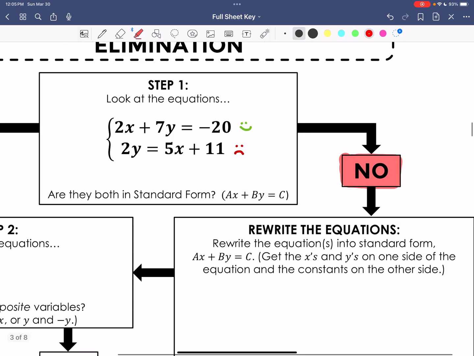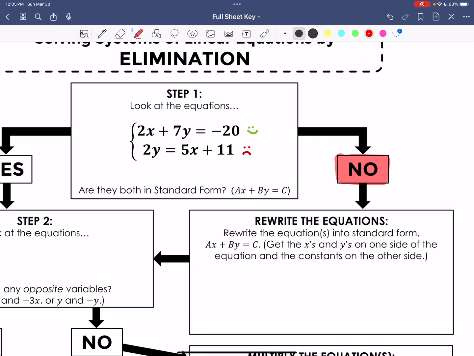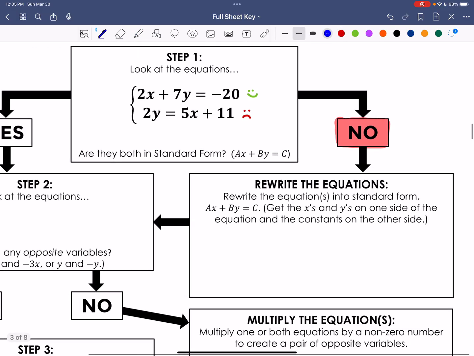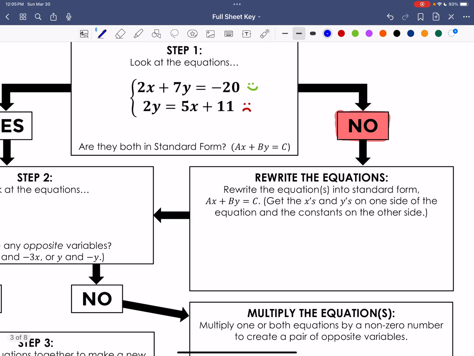And so we are going down to the scratch work side, which says rewrite the equations, or in our case, it's really only the bottom one that needs to be rewritten. And we are going to make sure that they are in standard form with the x's and y's on one side and the constant on the other side. So the first equation is already fine. We don't need to bother with that. But we will deal with that second equation, 2y equals 5x plus 11. So I need to get the x's over to where the y is, so I am going to subtract them on both sides.